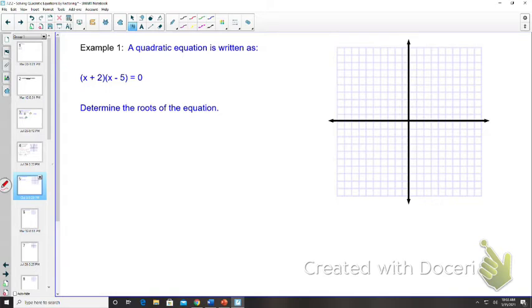A quadratic equation is written as x plus 2, x minus 5 is equal to 0. Determine the roots of this equation. How are we going to do that? Determine the roots of this equation.